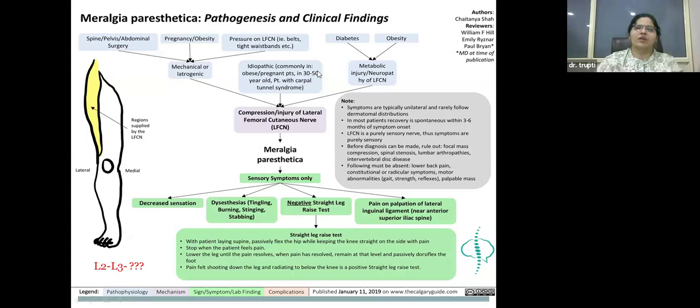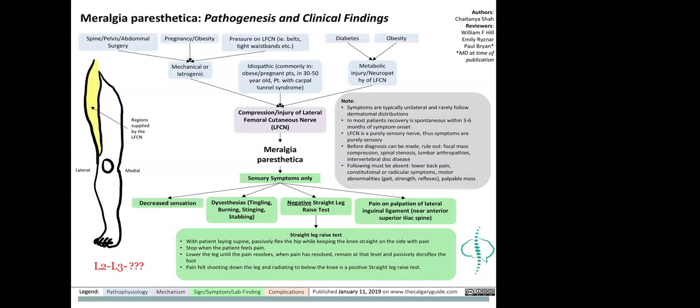So how are you going to differentiate lumbar pain and your meralgia pain? It's a good question. If a patient has pain in the lateral thigh, how would you differentiate whether the symptoms are coming from the LCN or from L2, L3, or in certain situations, L1, L2?